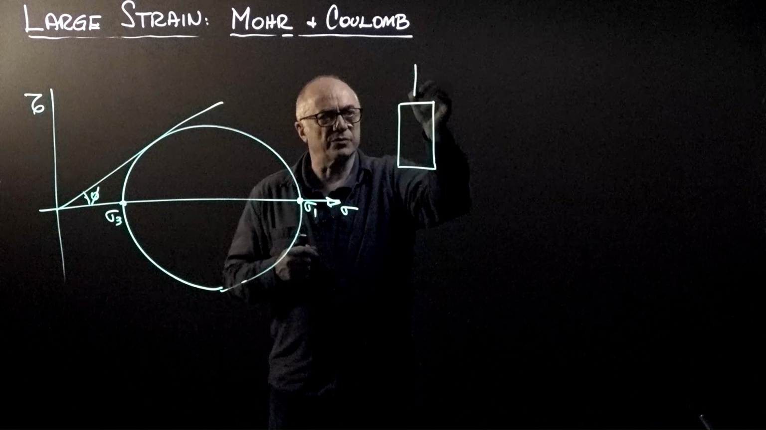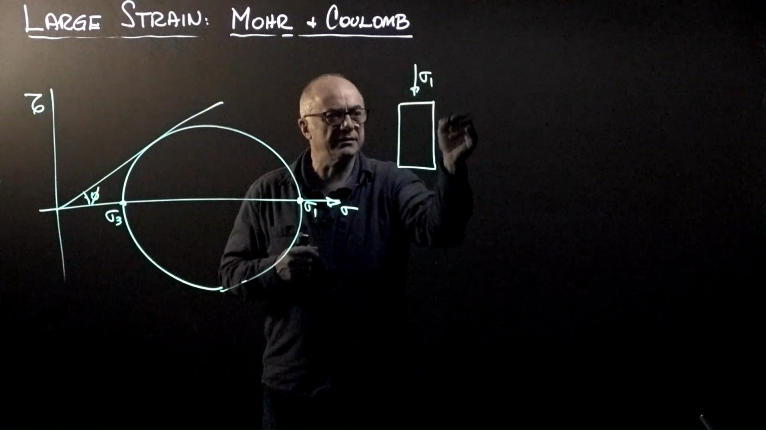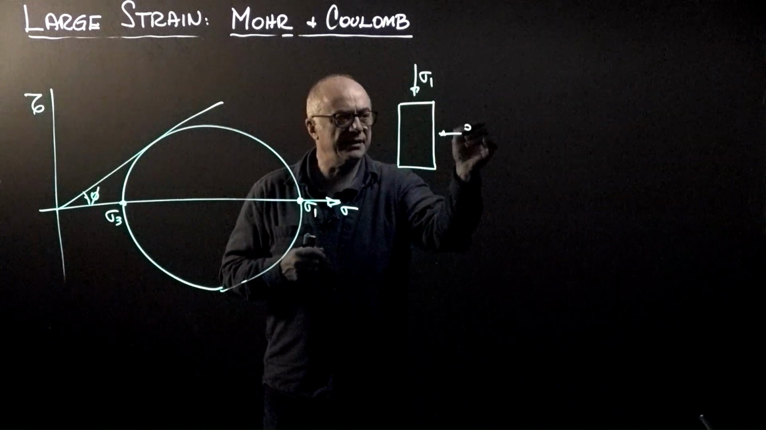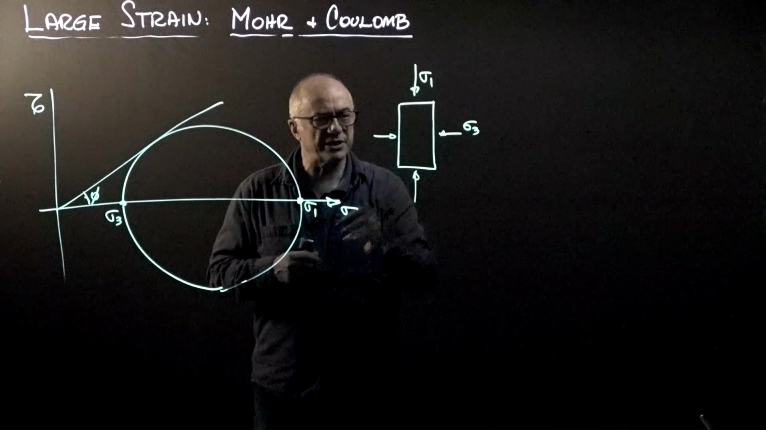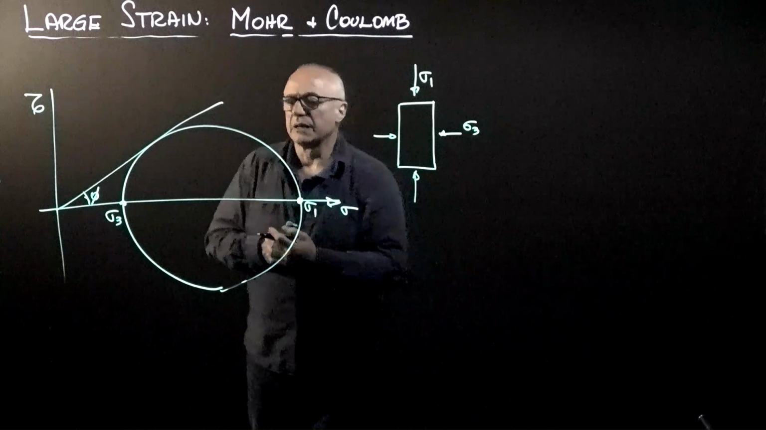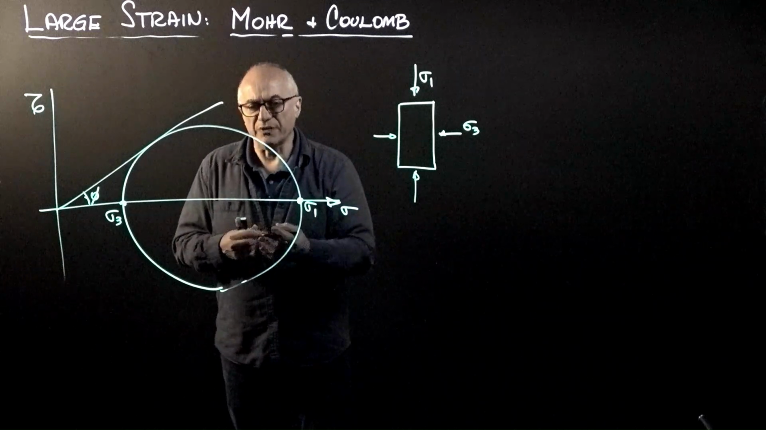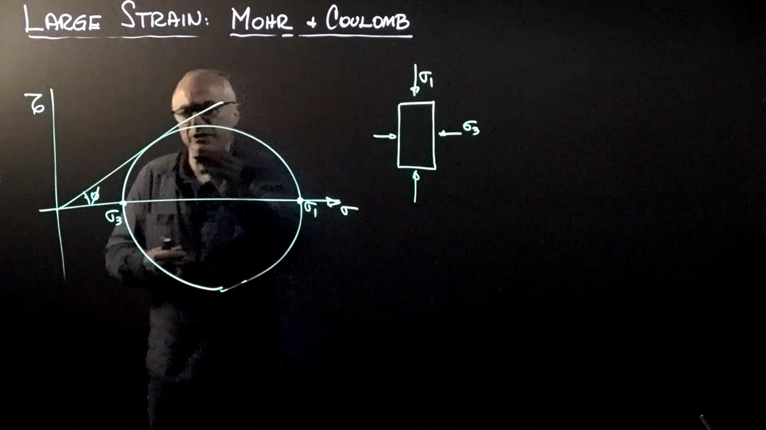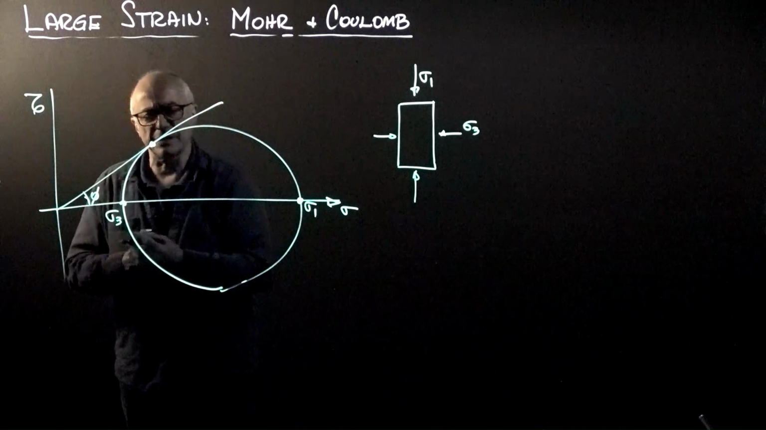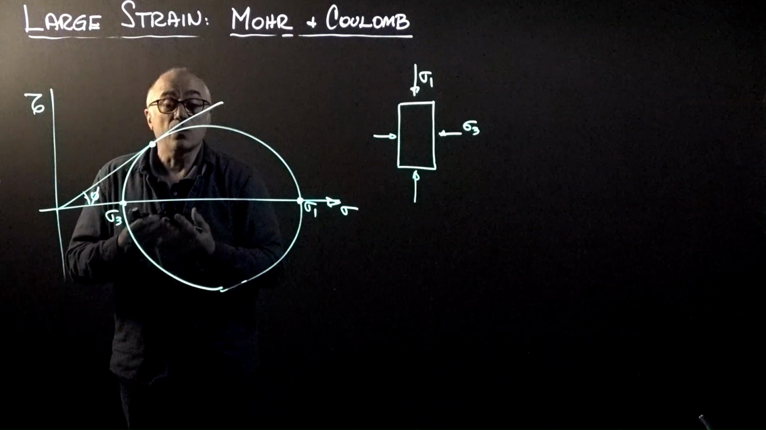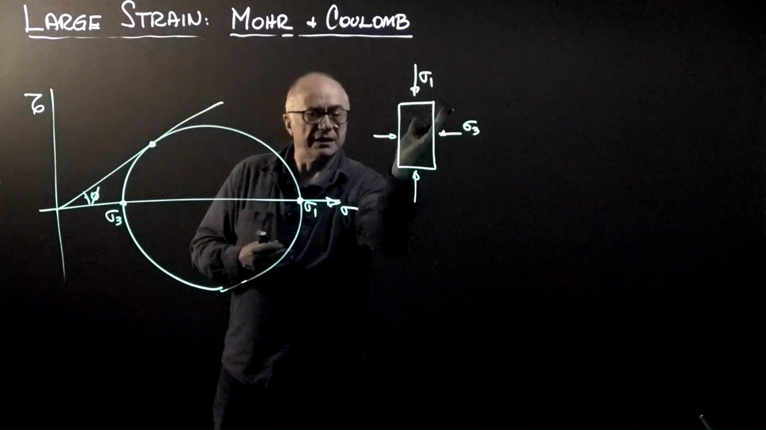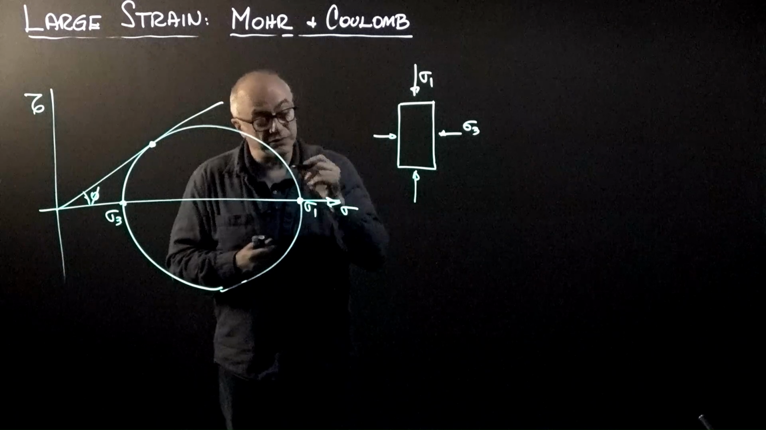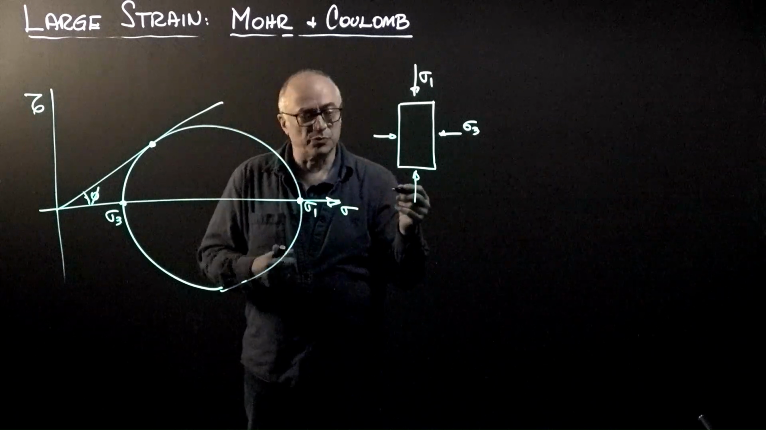This is the question. We have sigma 1 applied here, while we have sigma 3 in the horizontal direction in a typical axial compression triaxial test. And the question is, when it reaches failure, we know that it's touching the failure envelope here, and now what is the direction where those stresses are found in this specimen? And so we are going to use Mohr circle.